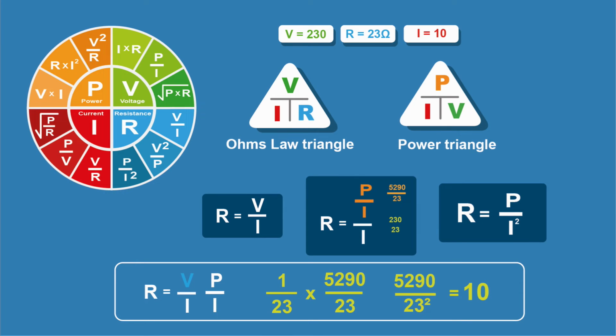Here's another one. If we have the formula resistance equals voltage divided by current, we know from the power triangle we get voltage from power divided by current. And so we can remove the voltage from the formula and put in power divided by current. We have two currents, so they're squared. So we end up with the formula resistance equals power divided by current squared.